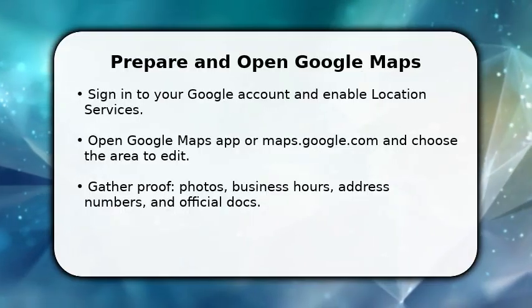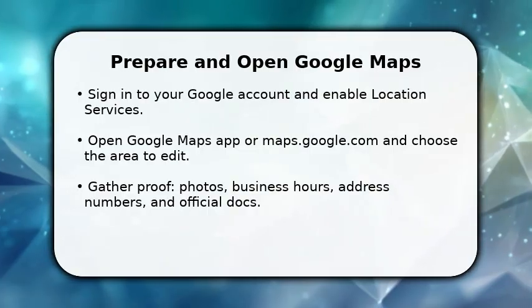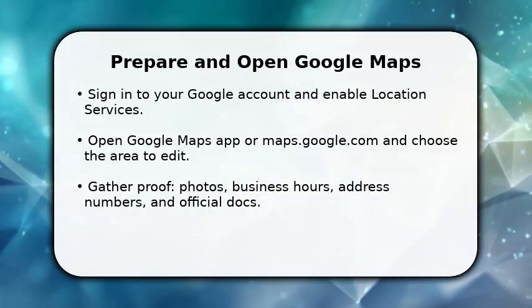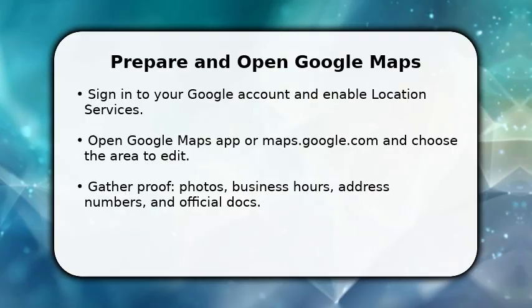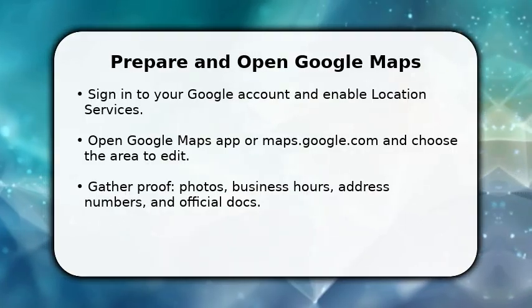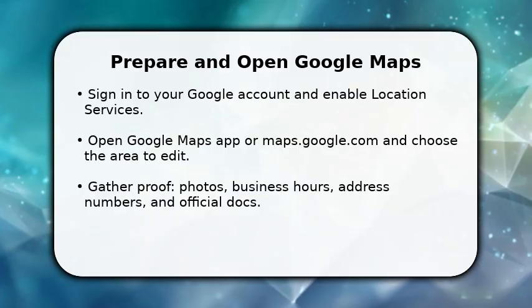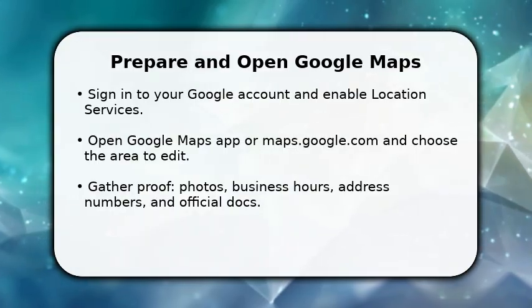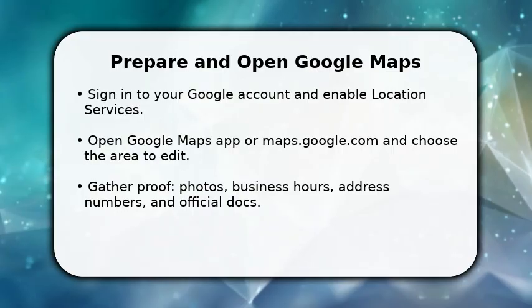You start by signing into your Google account and making sure location services are enabled. This allows edits and contributions to attach to your identity. Once signed in, open the Google Maps app or Maps.Google.com and zoom to the specific location you want to update.